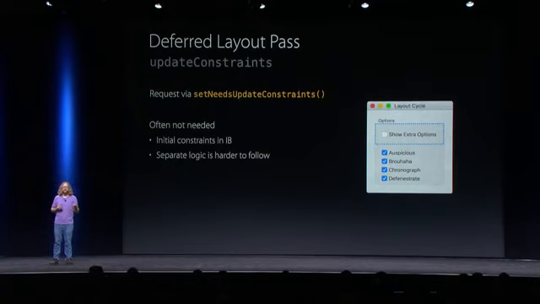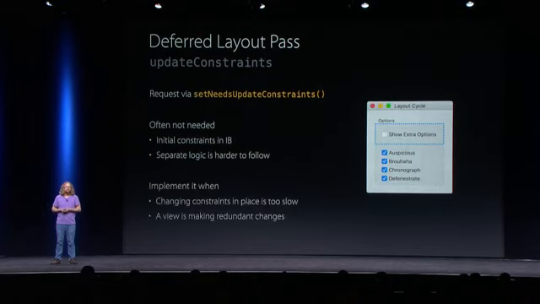Whereas if you take that logic apart from the other code that's related to it and you move it into a separate method that gets executed at a later time, your code becomes a lot harder to follow. So it'll be harder for you to maintain. It'll be a lot harder for other people to understand. So when would you need to use update constraints?